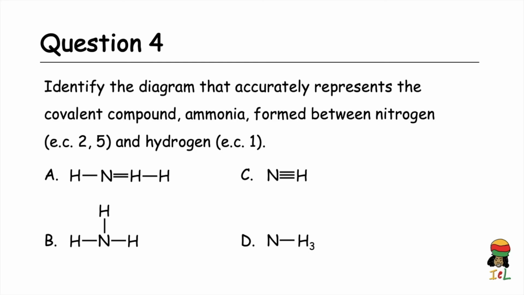Question 4. Identify the diagram that accurately represents the covalent compound ammonia, which is formed between nitrogen, which has the electron configuration 2,5, and hydrogen with electron configuration of 1. The answer is B, NH3, where 3 hydrogens are connected to 1 nitrogen. Notice that nitrogen needs to share 3, but hydrogen will only share 1 with it, so we'll need 3 hydrogens to share with the nitrogen in order for nitrogen to end up sharing a total of 3 electrons.